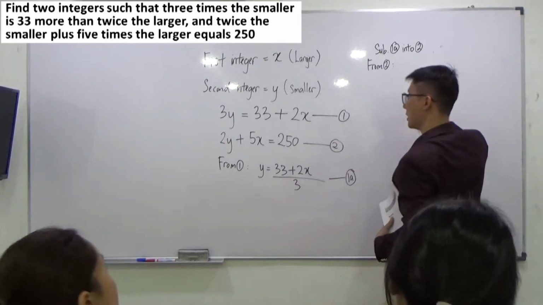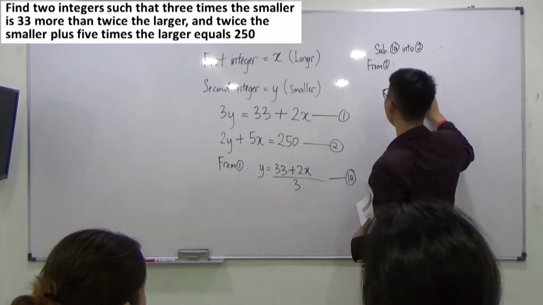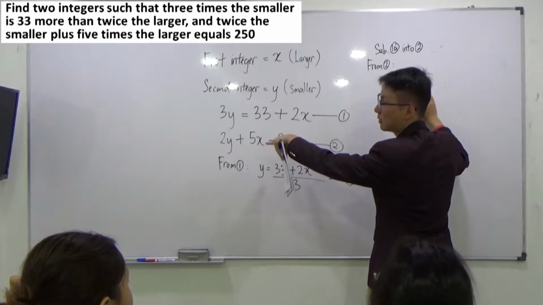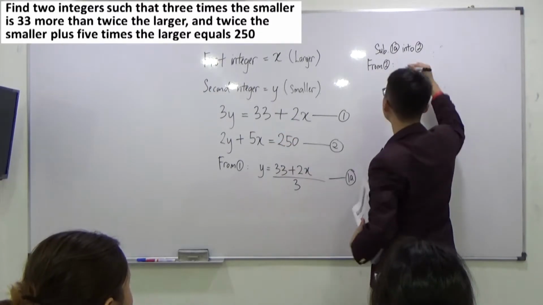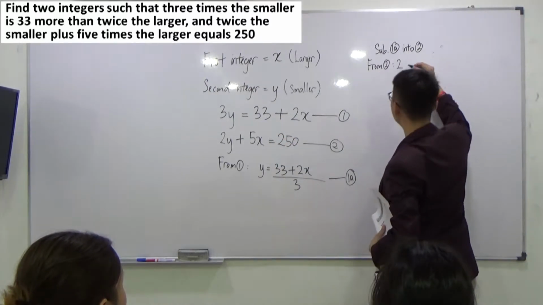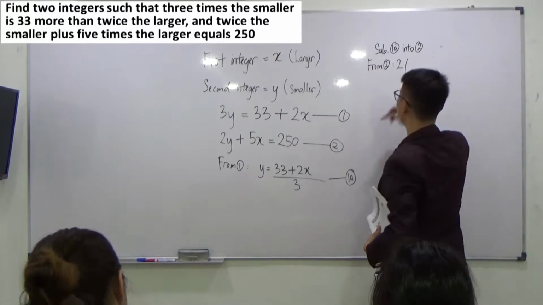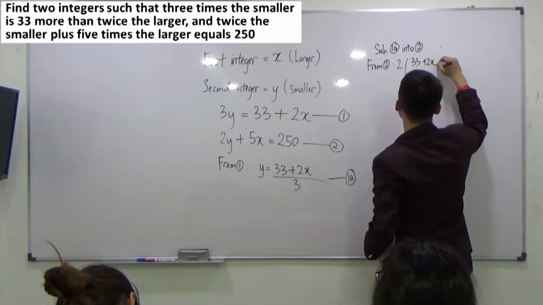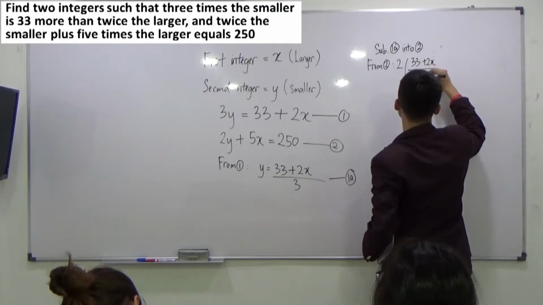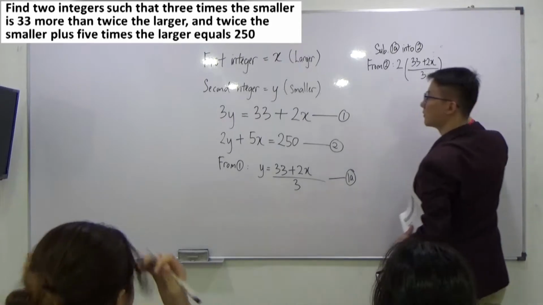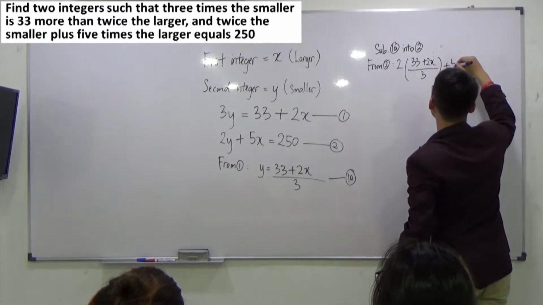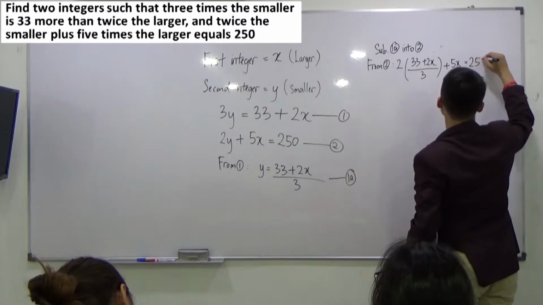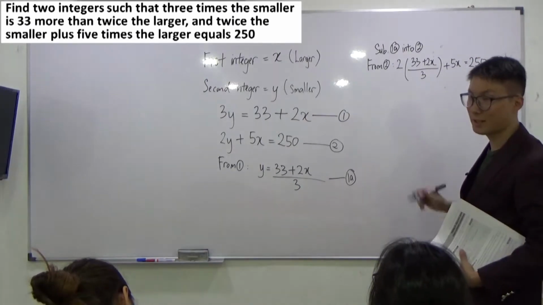From 2, you got 2y plus 5x. So I just directly replace the unknown y. 2y will be replaced by this expression, and then plus 5x equals 250. And you notice that there's a fraction.